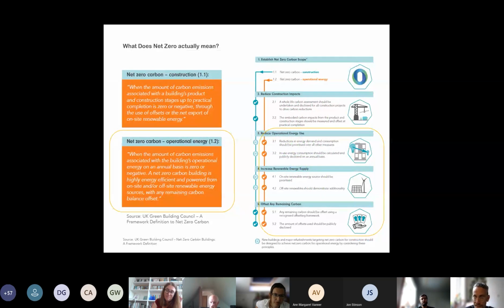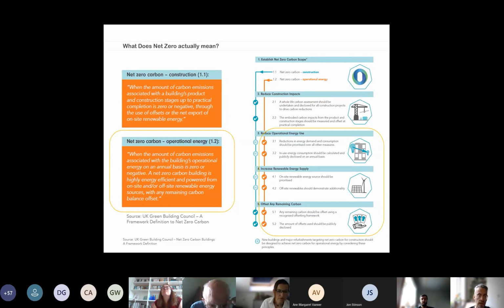One of the kind of burning questions, and the answer to this is quite often different depending on who you're speaking to, but what does net zero actually mean? In the context of buildings and construction, the UK Green Building Council has produced a very clear and definitive explanation. So as far as net zero carbon is concerned, you've got two categories. The first relates to construction, and that is the emissions that are associated with the building's product and construction stages up to practical completion, and trying to get those to zero or negative through the use of offsets or net export of on-site renewable energy.